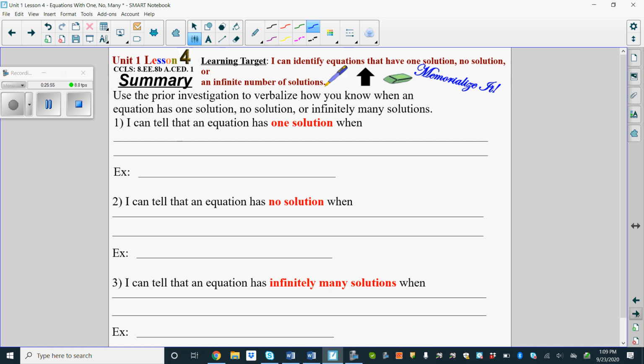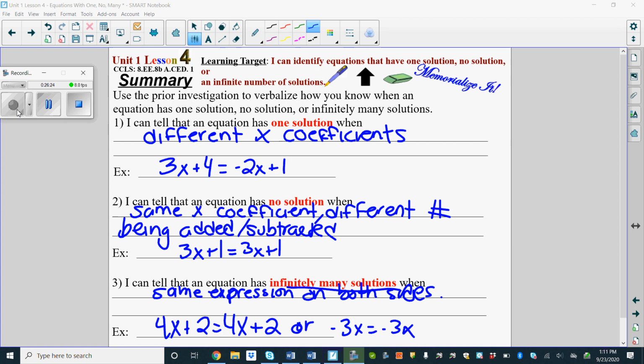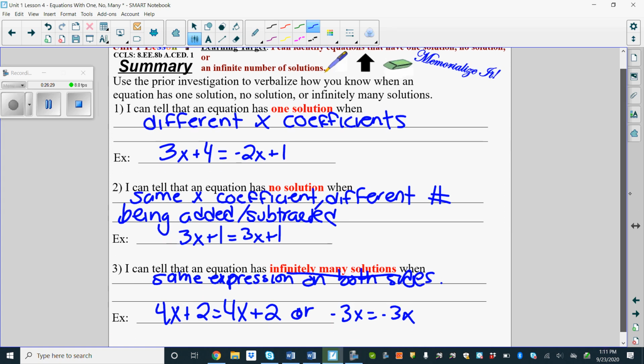Okay, so right now, this is like your little summary page. It's basically how you would recognize that an equation has one solution, how an equation will have no solution, and looking at an equation, how it will have infinitely many solutions. So right now, I would just stop, pause this, see if you can come up with how you could recognize it yourself, and then come back and see if what you wrote is what I wrote down as well, okay? So at this point, I would pause it and then come back. Okay, so I have filled it in, and let's just see.